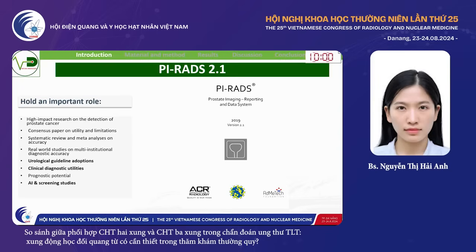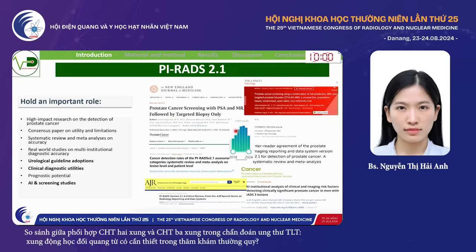PI-RADS is a system used to classify the risk of prostate cancer on MRI, which is well known amongst both radiologists and urologists, especially version 2.1. And over time, it has shown high impact throughout numerous studies, and it was widely applied in clinical diagnosis and especially in urological guidelines.